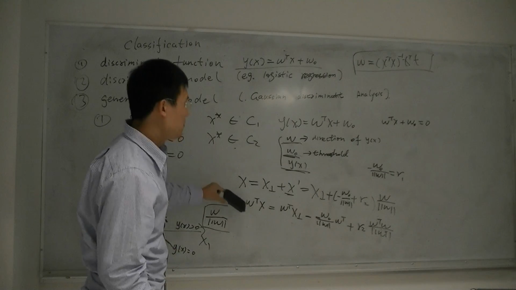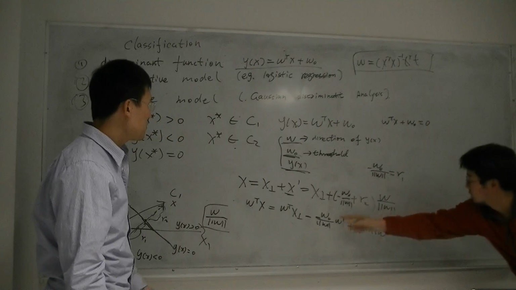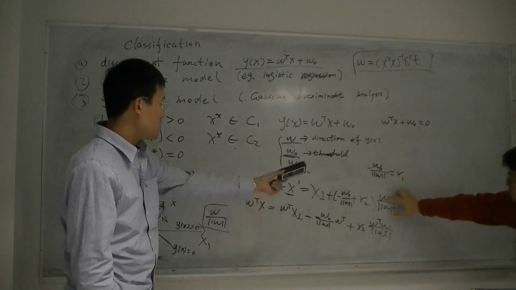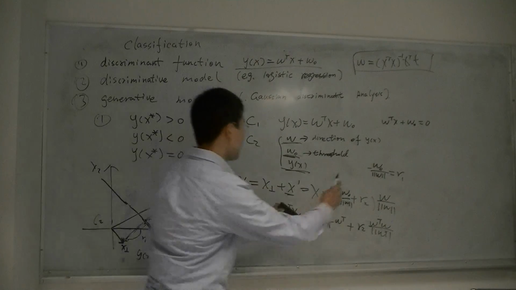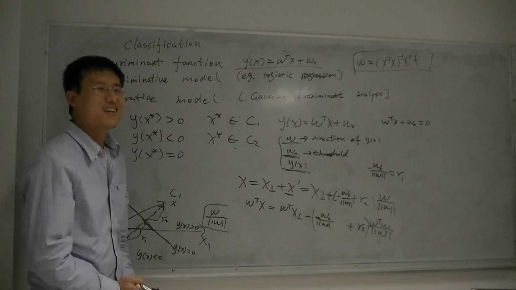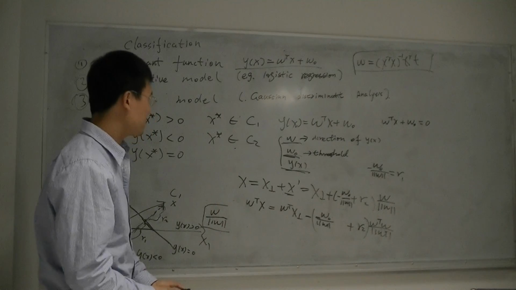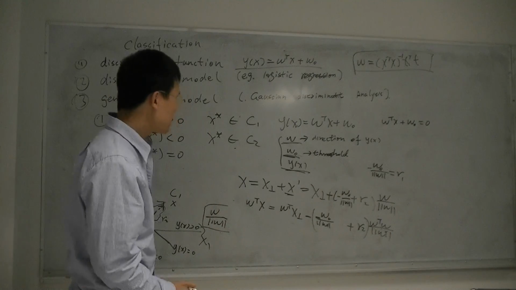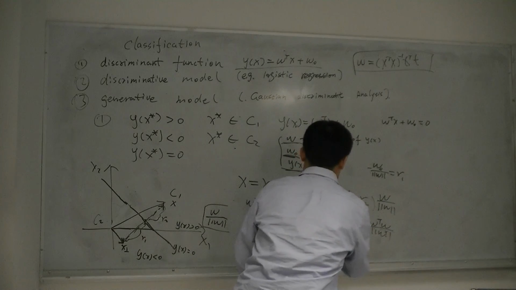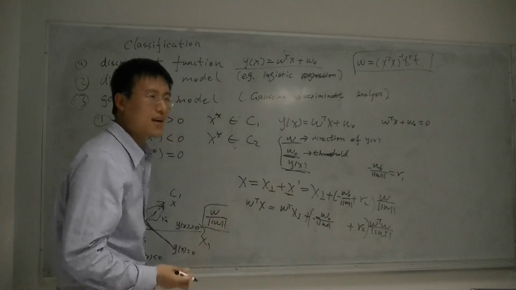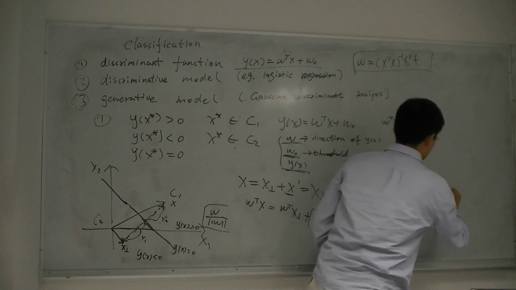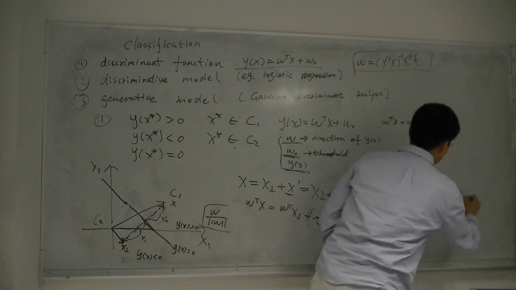Oh, I think you missed the prime. Yes, there should be a prime. Yes, it's here. Oh yeah, sorry. Okay, sorry. Yeah. Something like this, right? And what's omega transpose omega? It is equal to the square, right?